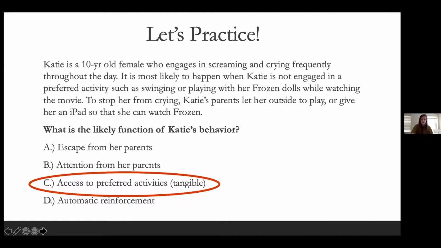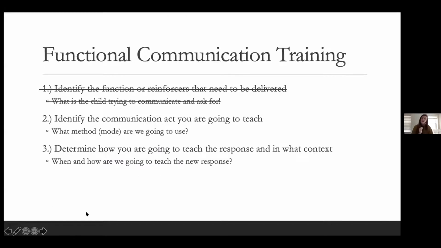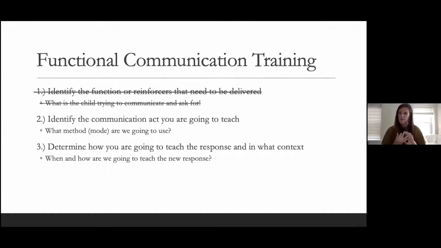Awesome. All right. So really briefly, that's how we identify the function or reinforcers that need to be delivered. So we know what you're trying to ask for. You're trying to ask for the iPad. You're trying to ask for a break, or you're trying to ask for help. But now what am I going to use for you to ask for those things?